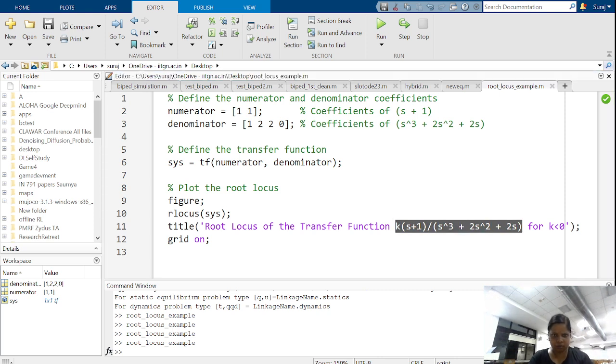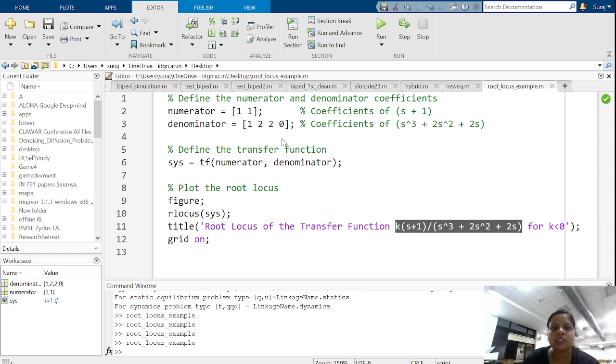I hope it is visible, no? You are able to see this, no? Yeah. It is very difficult to switch the screens. Okay, let it not go in the video.